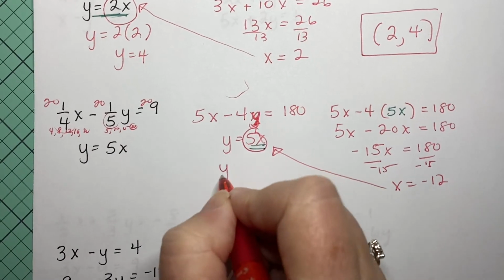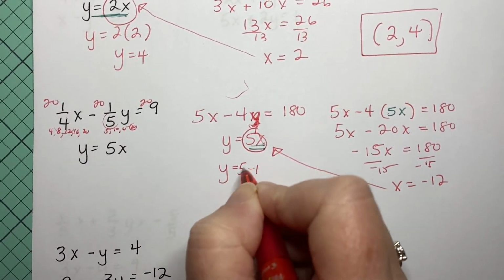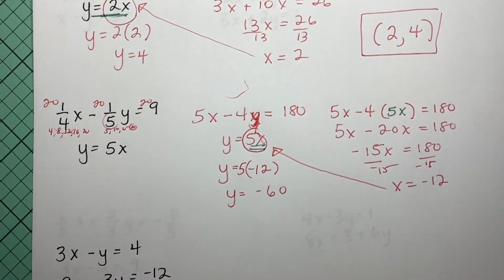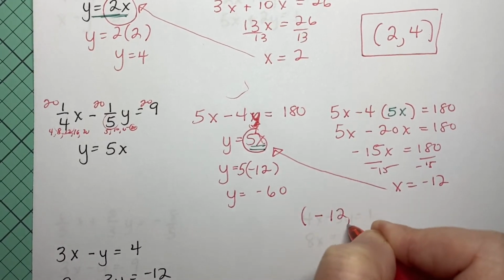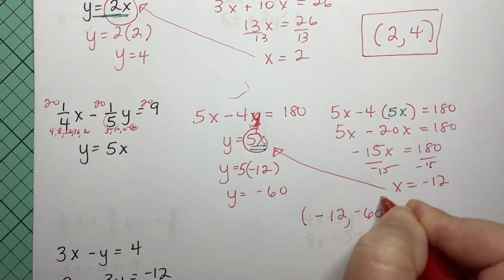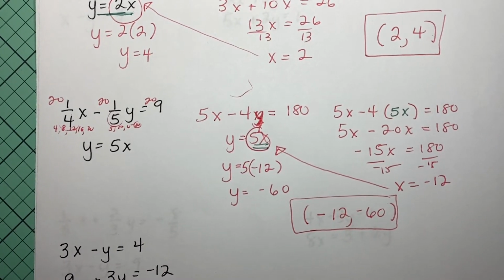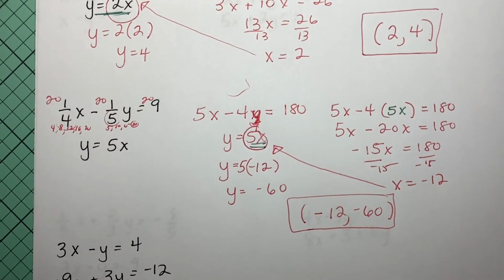So we have to say y equals 5 times negative 12, or y equals negative 60. So your answer is (-12, -60). Remember, it's an ordered pair. It's actually a point on the graph if you graph those.